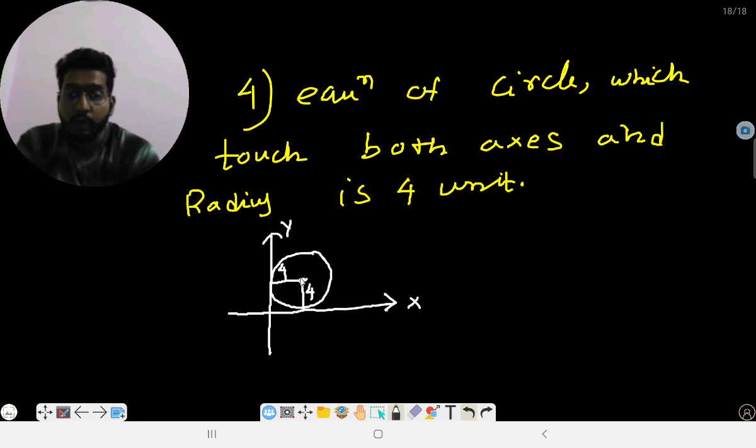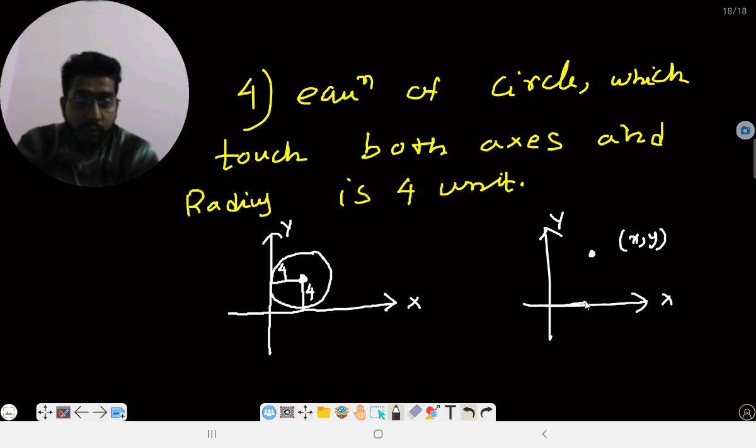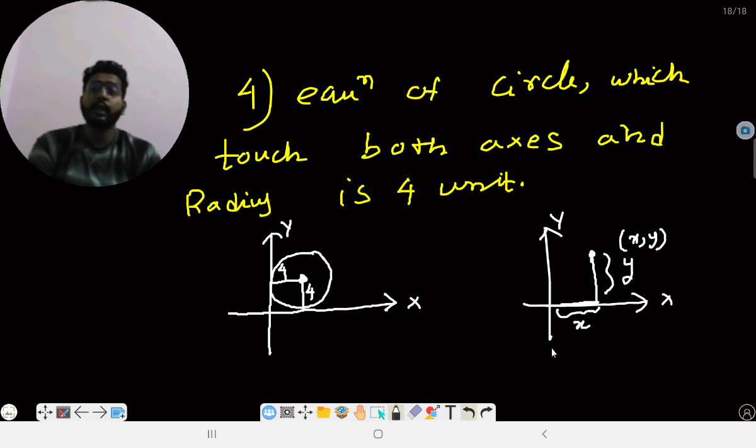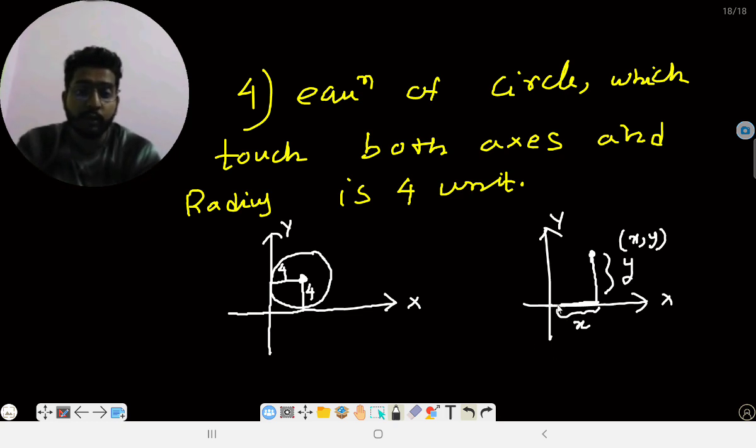Now what will be the coordinate of this point? Suppose there is a point (x, y). From the origin, if I draw a perpendicular, this length is x and this is y. If the distance here is x and this distance is y, that means the point will be (x, y).